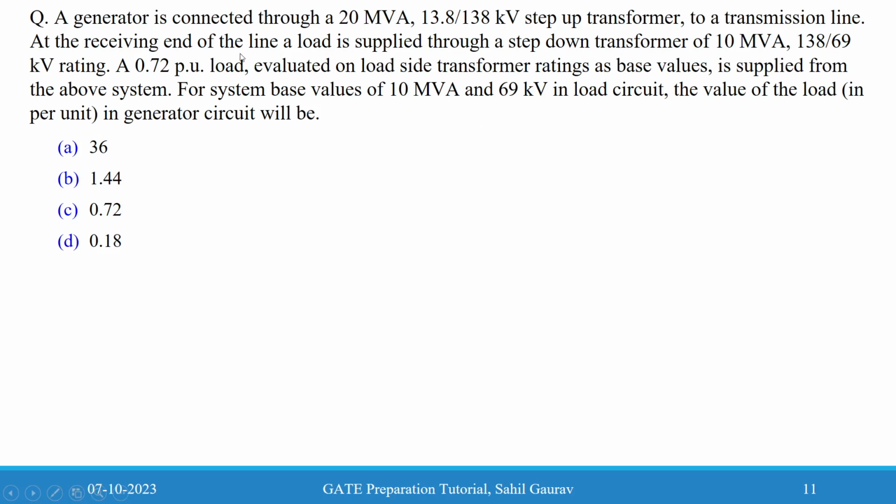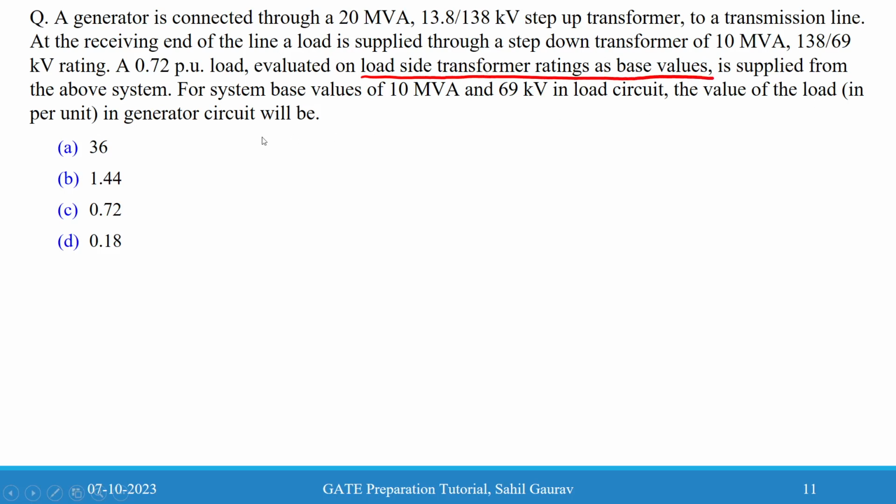Thank you. So a generator is connected through a 20 MVA 13.8/138 kV step up transformer to a transmission line. At the receiving end of the line, a load is supplied through a step down transformer of 10 MVA, 138/69 kV rating. A 0.72 per unit load is evaluated on load side transformer ratings as base values. Just keep this in mind. In this problem, base values are given, so first we have to find the base values. Load side transformer ratings are the base values.